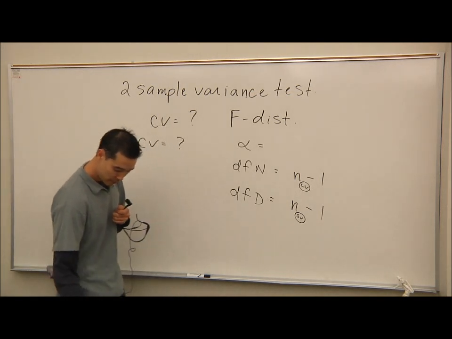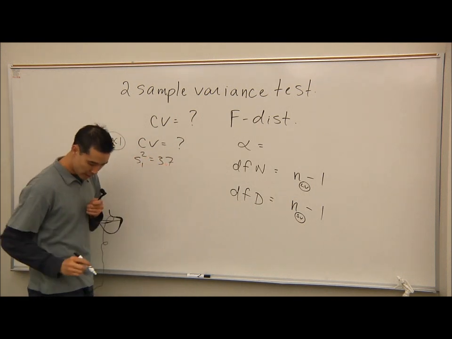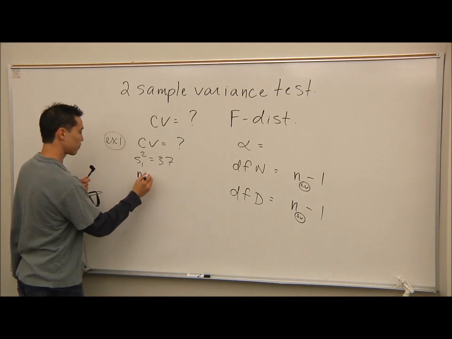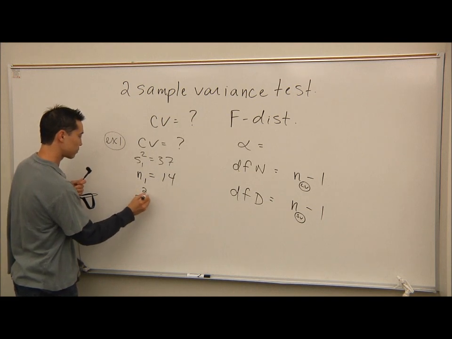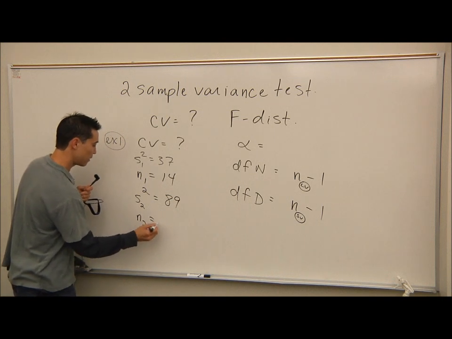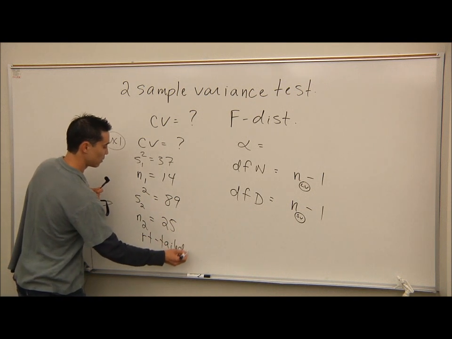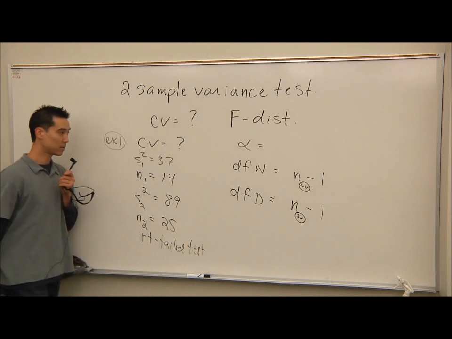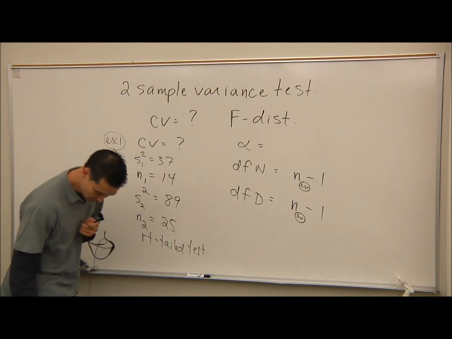So here we go. We have S1 squared is 37. We're given that N1 is 14. We're given that S2 squared is 89. And we're also given that N2 is 25. And we're given that this is a right-tailed test. Okay, so this is all the information given, and we want to find the critical value. I also need to know what alpha is, yeah? 0.01.